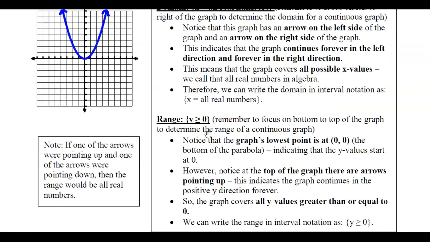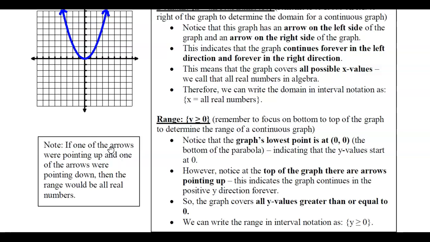Now the range is a little trickier. Remember, bottom to top. So the arrows are pointing up, therefore my graph is continuing infinitely. However, it stops here at 0. So my range is the y values greater than or equal to 0 because it is continuing upward.